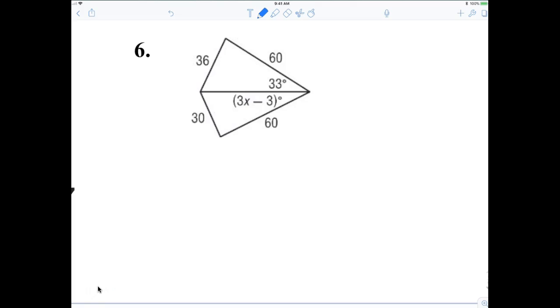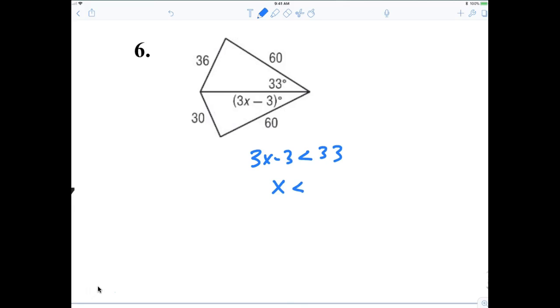That's right. You would say that 33 is greater than 3x minus 3. But I would rather write the variable first, right? So we would say what? Go ahead. 3x minus 3 is less than 33. Yes, 3x minus 3 would have to be less than 33. So now let's do a better job solving this. So x has to be what?